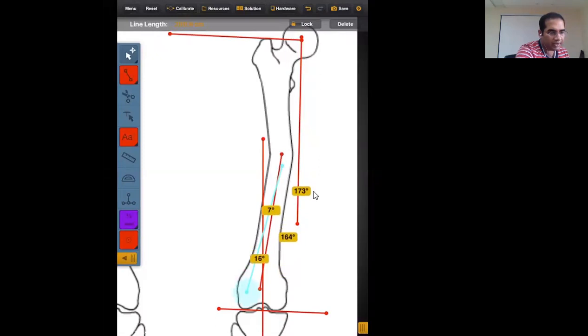Now this line is a reference line. Now this line is a mechanical axis reference line to the distal part of the femur, because the mechanical axis is always making an angle of 7 degrees with your femur shaft. So this reference line I will draw, which will start.